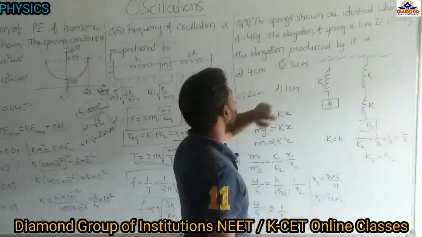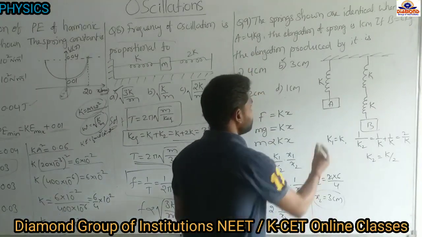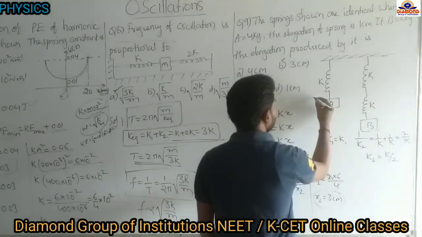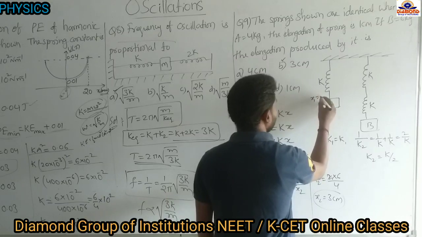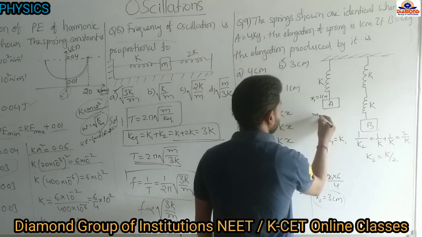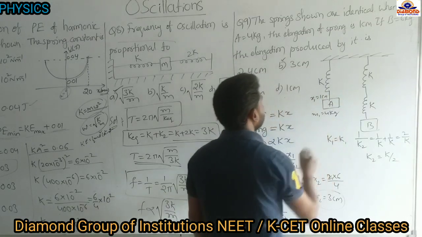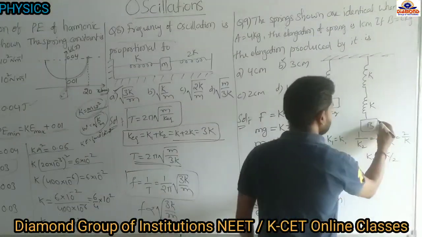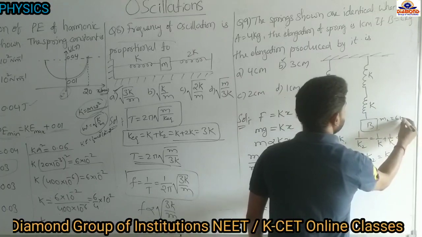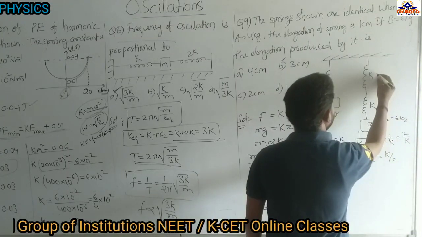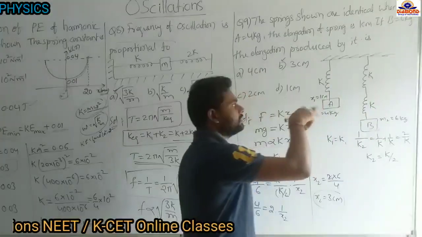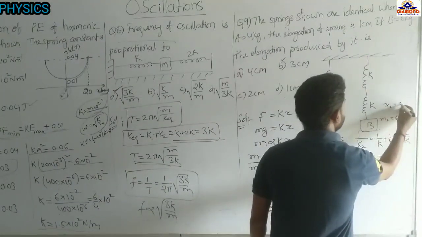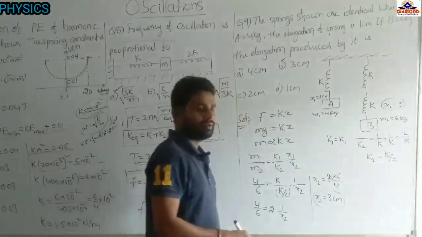The springs shown are identical. When A equals 4 kg, this is the 4 kg block, the elongation of the spring is 1 centimeter. So elongation x1 equals 1 centimeter, mass m1 equals 4 kg, and spring constant is K. If B equals 6 kg, this is m2 equals 6 kg, and the two springs are connected in series. What is the elongation x2? We have to find the elongation here.